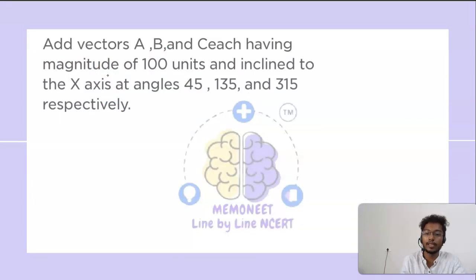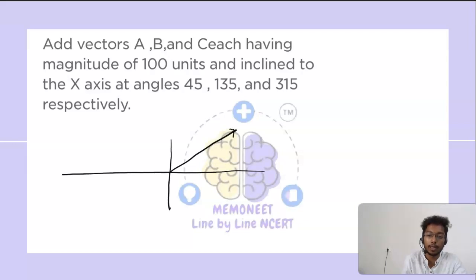Vectors A, B, and C each having magnitude of 100 units and inclined to the x-axis at an angle of 45 degree, 135 degree, and 315 degree respectively. Okay, let's say here is the Cartesian plane, and we have the vectors A, B, and C each having magnitude 100 units. Let's say vector A is at 45 degree, and at 135 degree is vector B, and सबका मैग्नीट्यूड क्या है, 100.